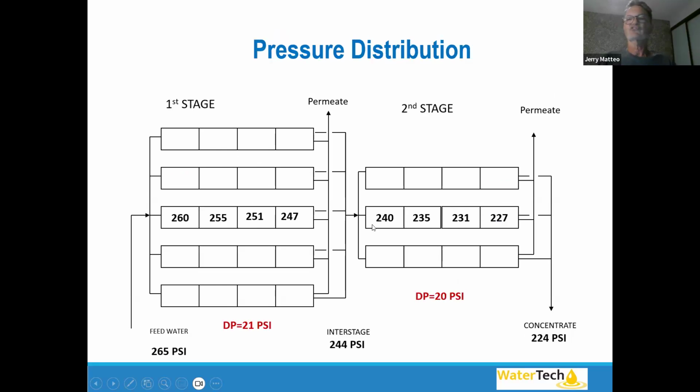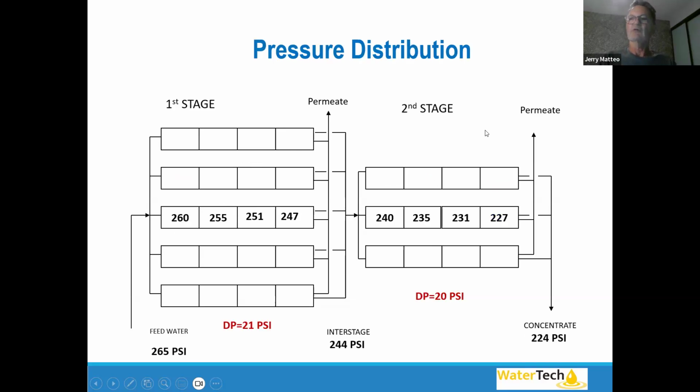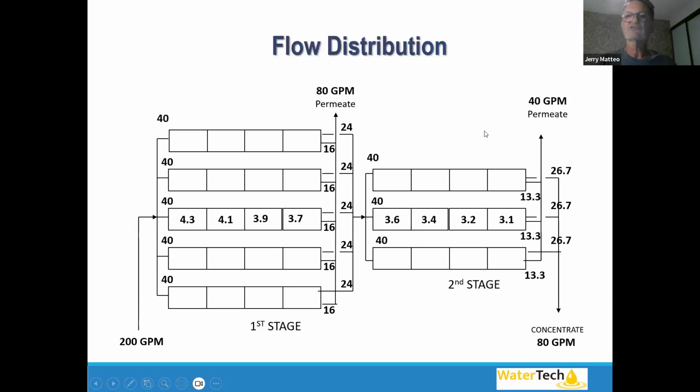So this one shows the similar system, but the pressure profile. If I've got my feed water pump down here to the left, pumping at 265 PSI, my first membrane will see that pressure, but way over here to the right on my second stage, I don't see that pressure because I've got pressure drop. So remember, we said we've got higher concentration of dissolved solids, but lower pressure. So my permeate out of these is not as good.